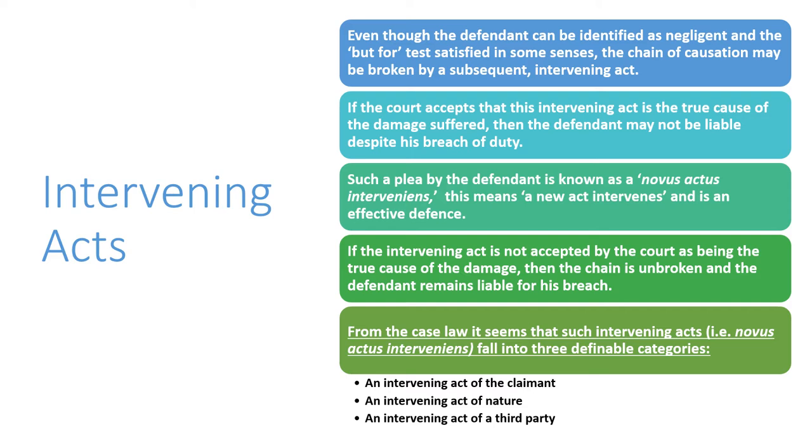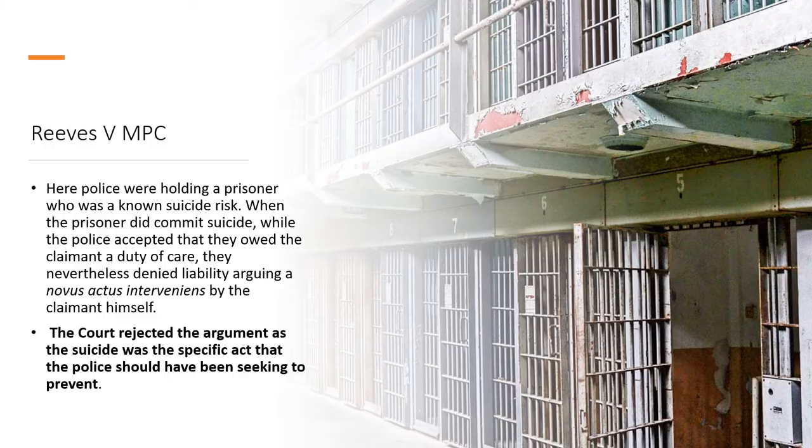So from the case law, there's no real structure apart from academic debate and discussion. It seems that there are 3 broad categories of intervening act. So it could be an intervening act of the claimant, so the claimant does something which removes liability potentially. It could be an intervening act of nature, so for example a storm: if you're driving a car, there's a negligent act and you have a crash, but also the damage is made worse because a lightning strike hit a tree and that hit your car. Of course, that's an intervening act of nature. Or an intervening act of a third party. Now, this is mostly going to be the case, of course, for example, medical negligence.